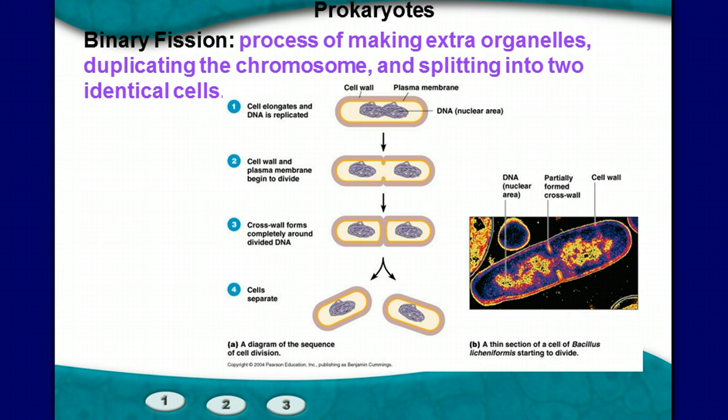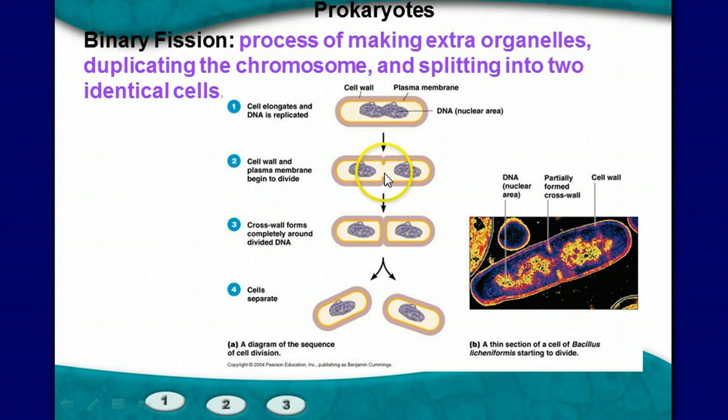It's the process of making extra organelles, duplicating that chromosome, and then splitting into two identical cells. So I have an example here, and my picture is similar to yours but not identical. When we look at the first stage right here, the cell basically elongates while the DNA is being replicated. Because of course, if there's not two sets of DNA, you can't produce another cell. So in that nuclear area right here, we see two pieces of chromosome that are being duplicated.